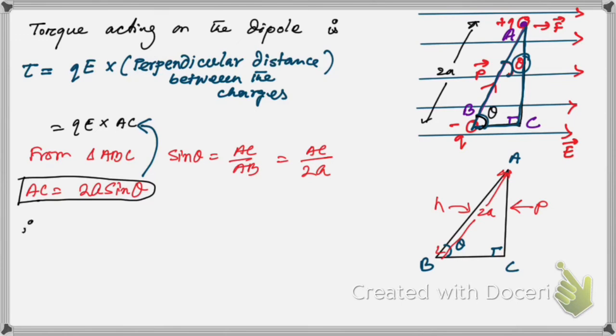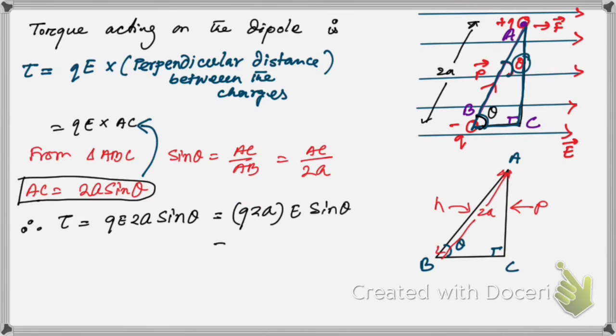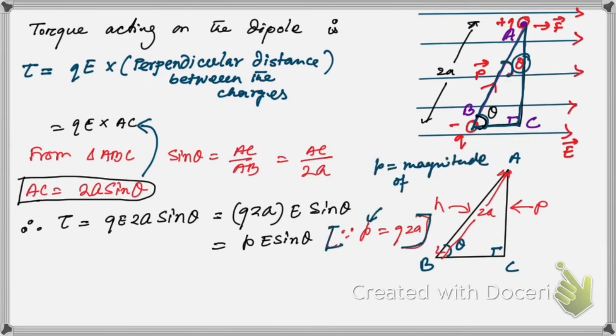Okay, so then we're going to have torque tau equal to QE twice A sine theta. Again, we know that Q into twice A is going to be the magnitude of the dipole moment. So here, electric field E and sine theta. Okay, so here I have written P. P represents the magnitude of the electric dipole moment, since P is Q twice A, that gives the magnitude of the electric dipole moment, right?